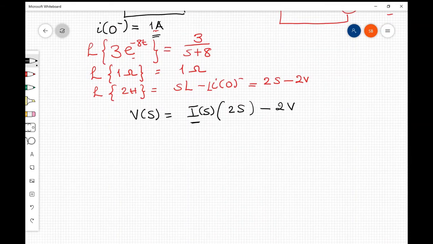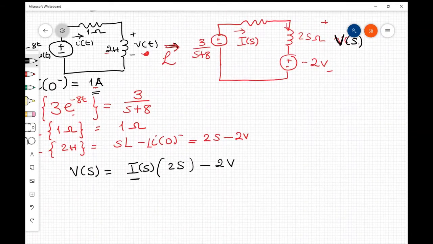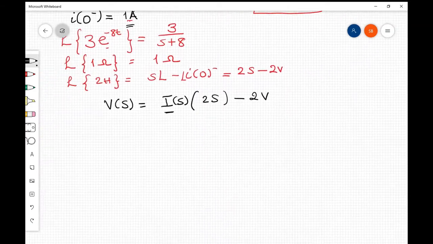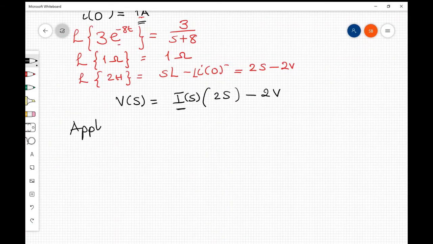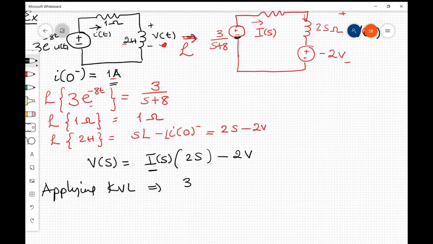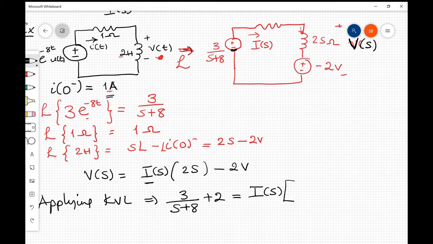So the question is, what is I at s now? In order to compute I at s, we will just apply simple Ohm's law, right? When we apply it, what do we find? We have here the sum of these two voltages, the subtraction of those two voltages, it is just applying KVL. Applying KVL to this circuit gives us 3 over s plus 8, plus 2, equal to I at s multiplied by that resistor here, which is 1 ohm, plus 1 plus 2s.